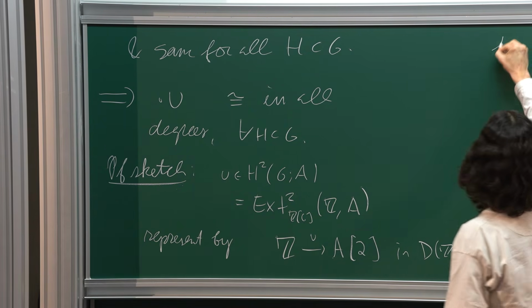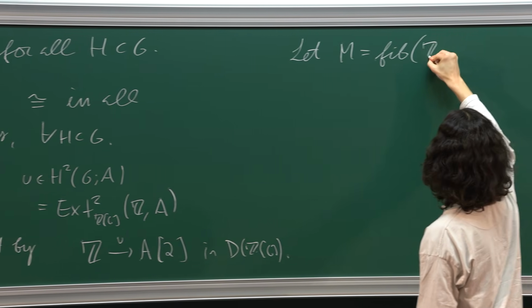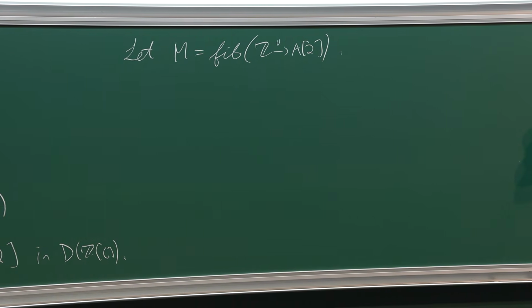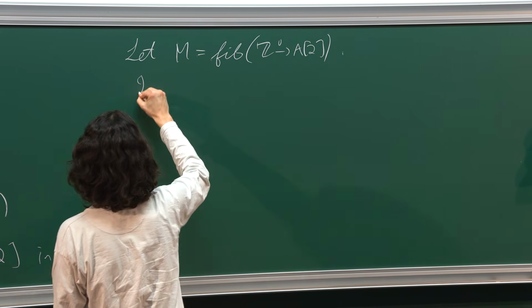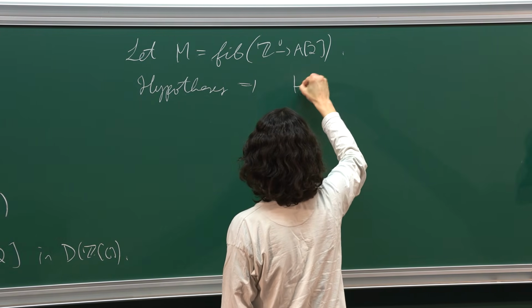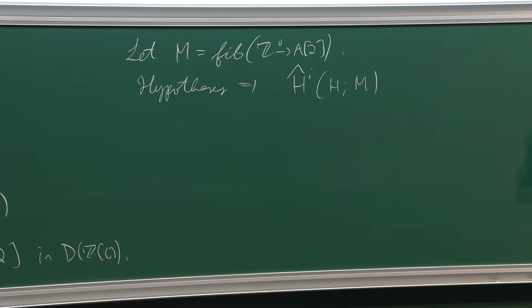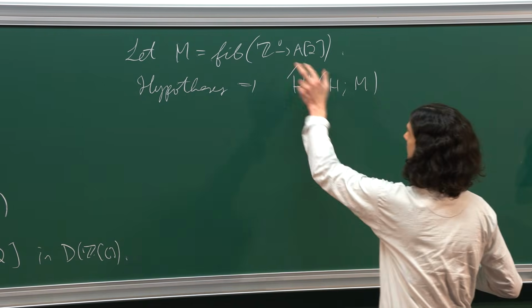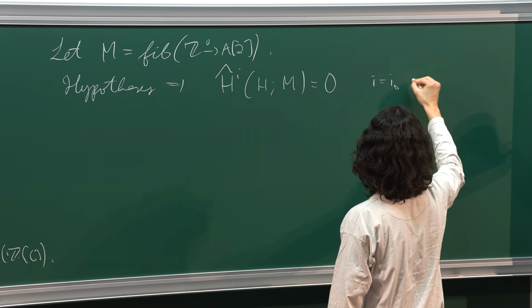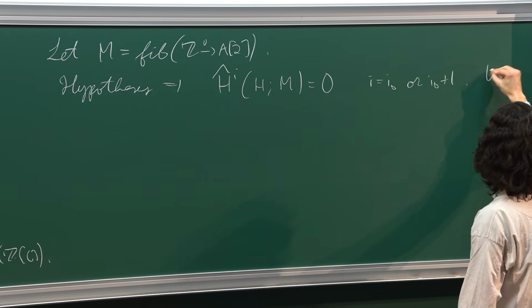And then let M be the object in the derived category, which is the shifted mapping cone, the fiber of this map U. Then the hypotheses give that the Tate cohomology of H acting on M, so Tate hypercohomology, I guess I should say, of H acting on this two-term complex M is equal to 0 for i equals i0 or i0 plus 1 for all H subset G.